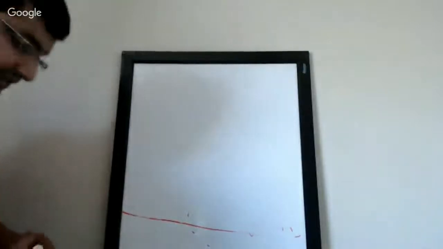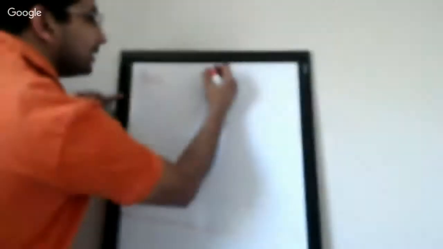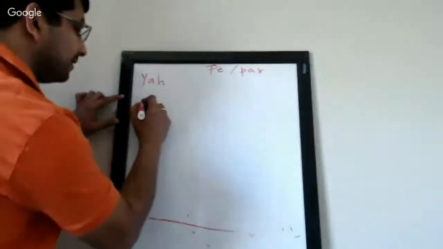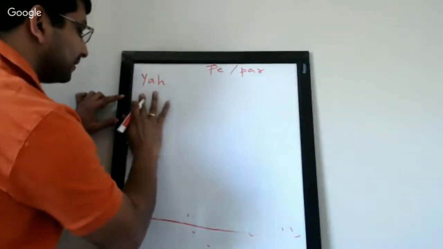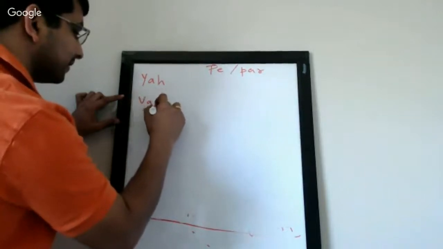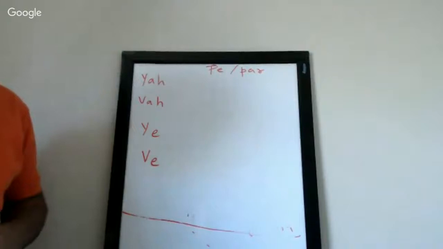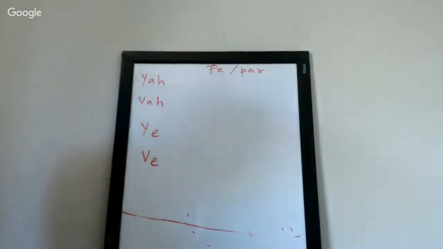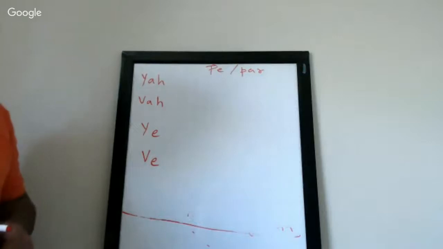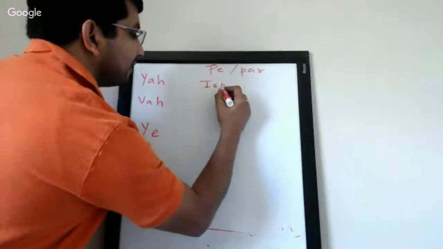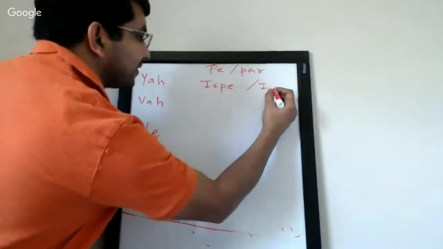Now let's look at the other pronouns, which is yeh. We still have pay and per here. यह and वह, and then ये and वे. So यह plus pay would be इस पे. Very good. And इस पर.